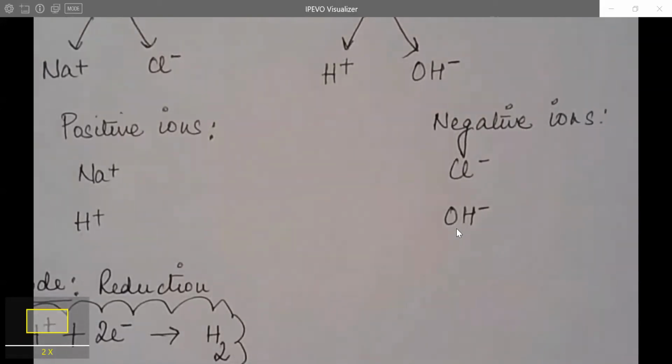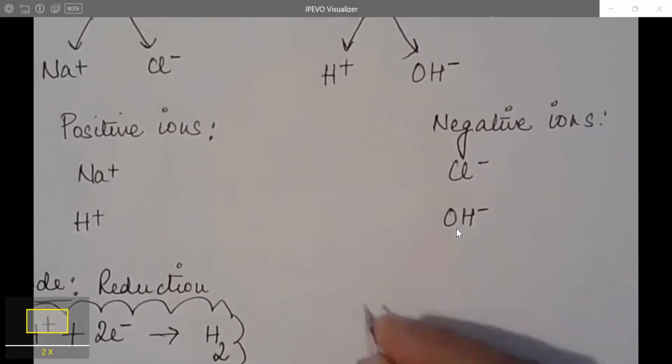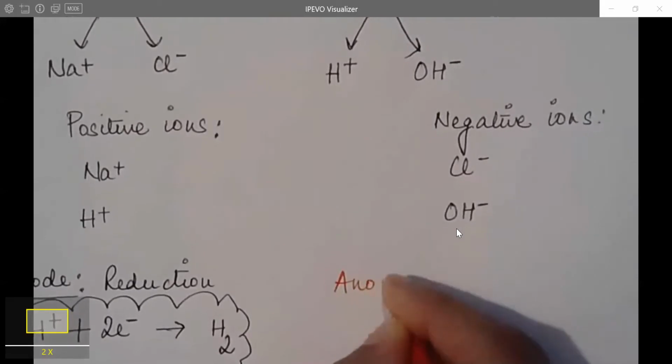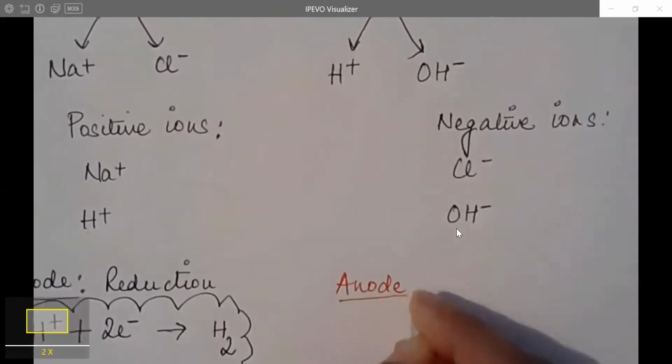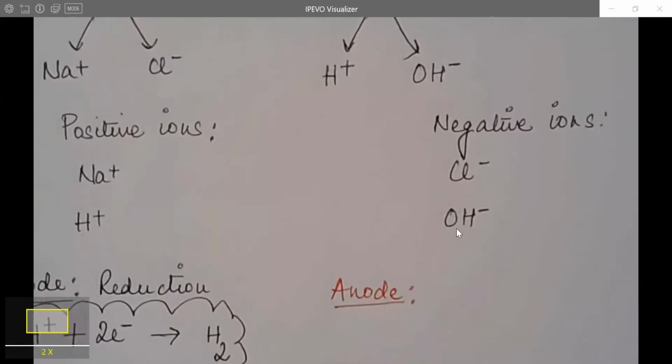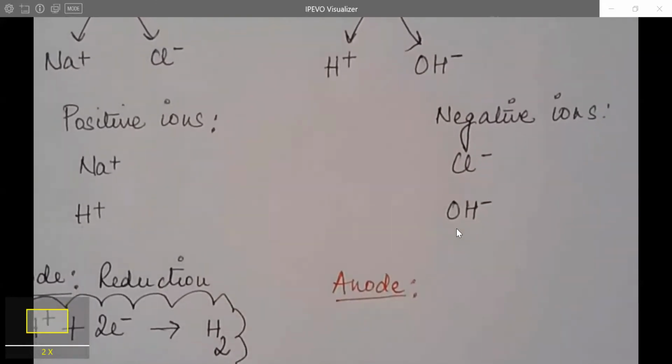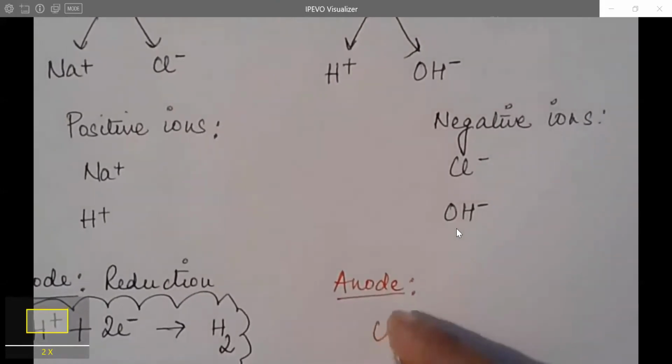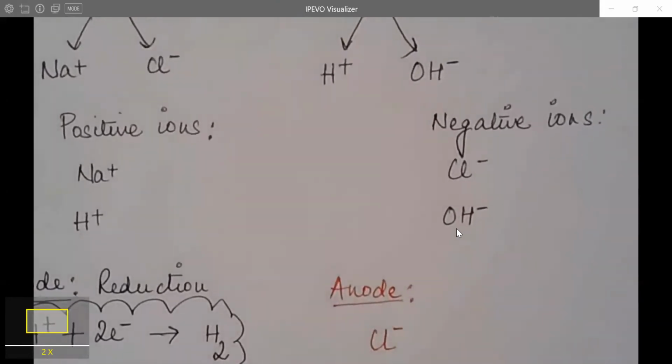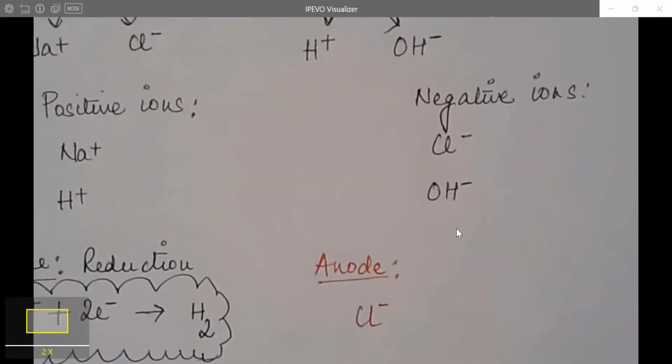Now we can see that we have chloride ions as one of the negative ions. And chloride ions are formed from chlorine, which is a group 7 element. And therefore the chloride ions have a preference over the hydroxide ions. And what they do is they travel to the anode, which is the positive electrode, again because opposite charges attract each other. Now, when chloride ions travel to the anode, they try and change into neutral molecules.